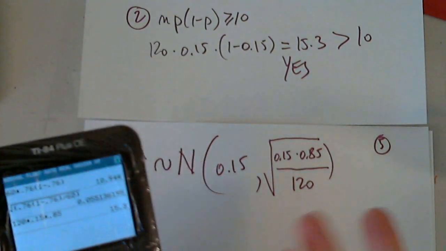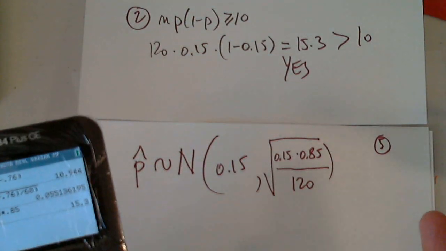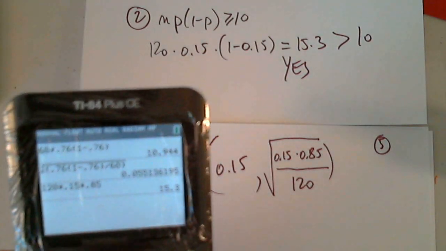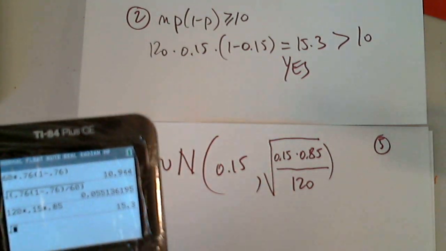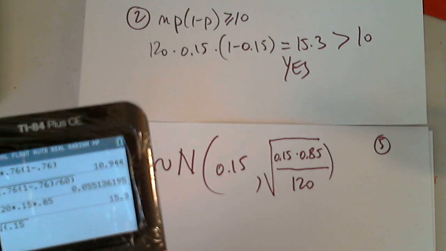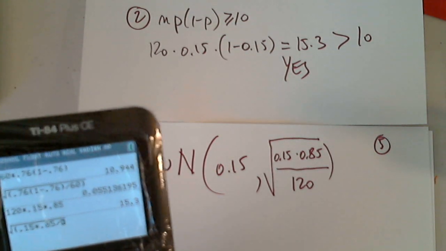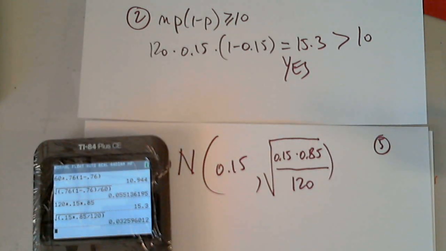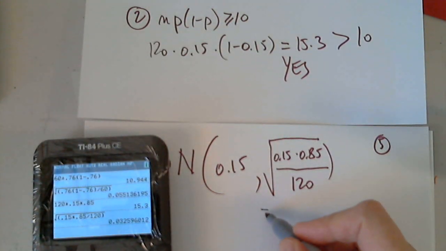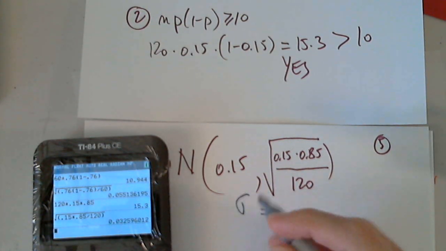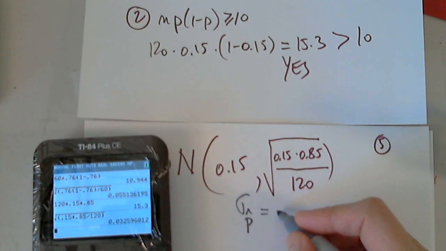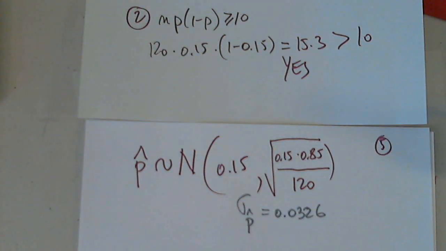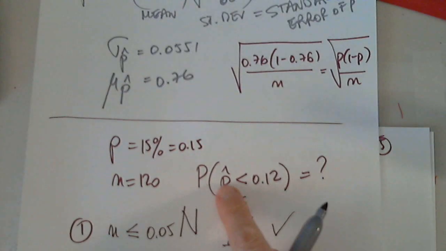I don't need it. You'll see how we put it in the calculator. We don't need it because I prefer entering it like this. But let's approximate it. Again, the square root of 0.15 times 0.85 divided by 120, and close the parenthesis. I got 0.0326. So for this, for sigma of p hat, 0.0326.